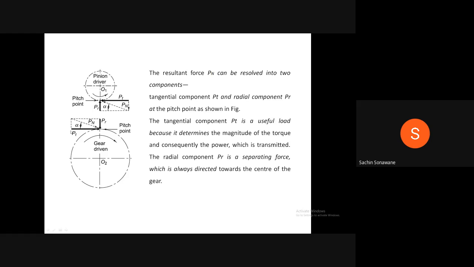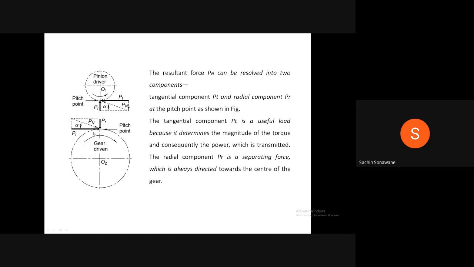And this tangential force PT. Now you know that force into perpendicular distance is known as torque. Since this gear is rotating, torque is generated. Otherwise, force into perpendicular distance is also known as moment.